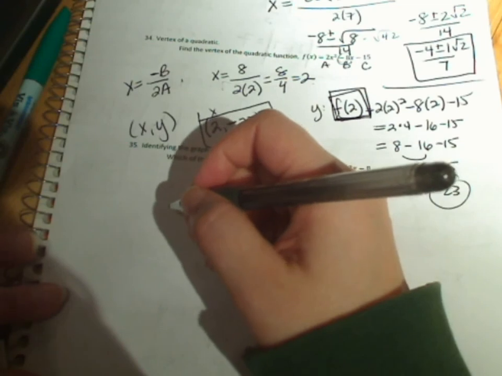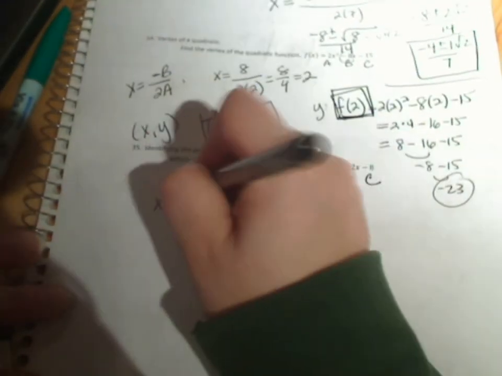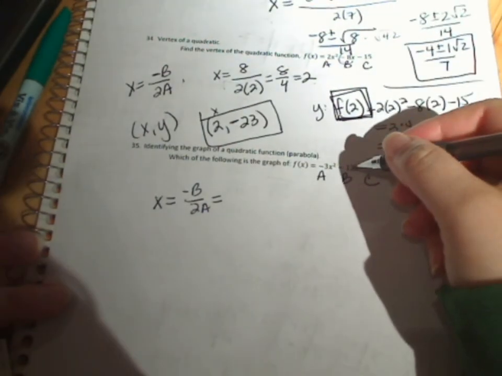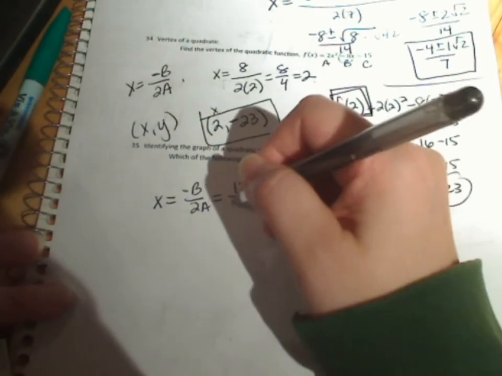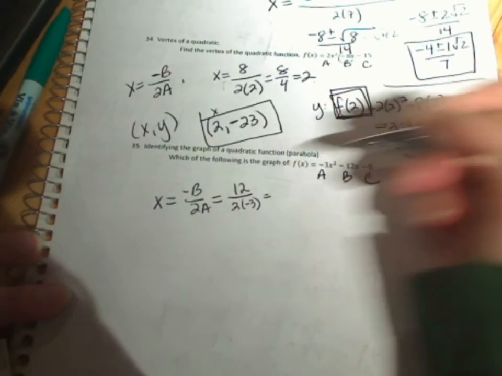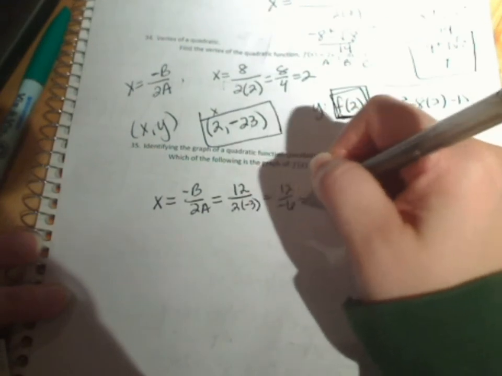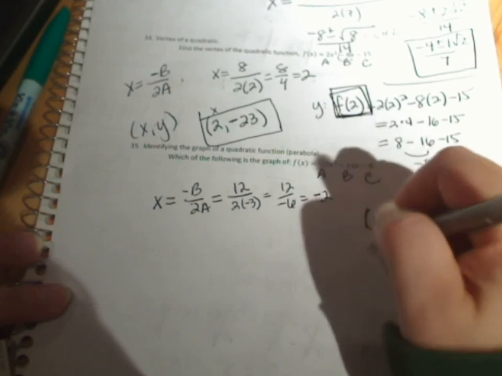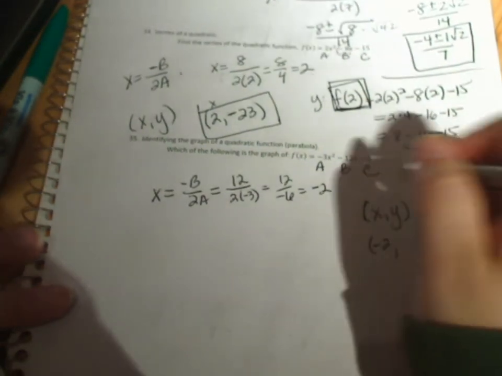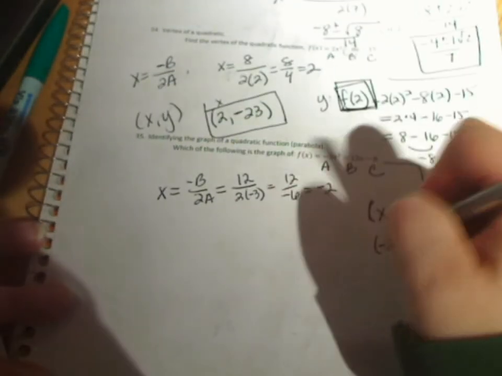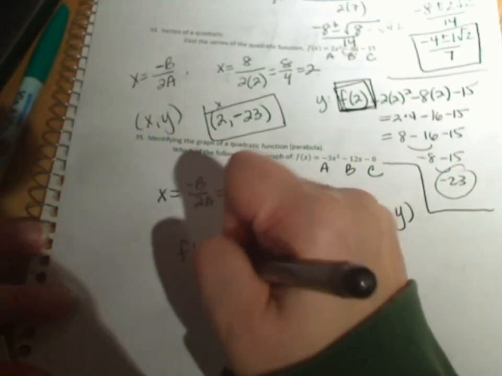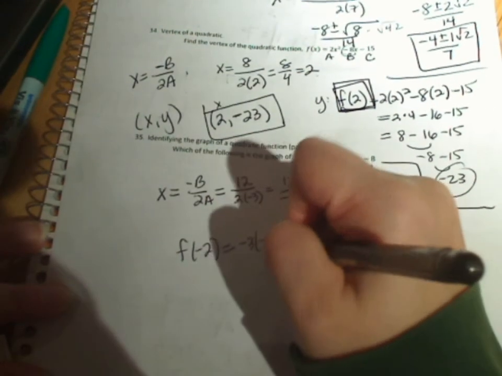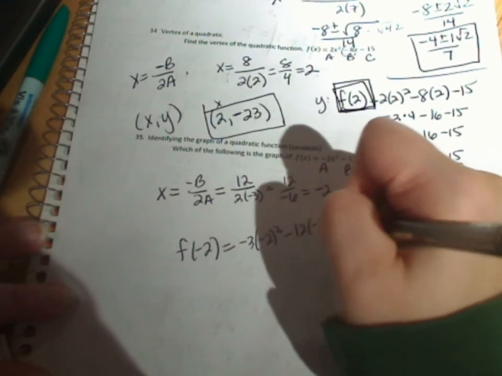Well, what we would do is first find our vertex, negative b over 2a. So for us, that's negative 12, so opposite is positive 12 over 2 times negative 3. 12 over negative 6, which is negative 2. So that's my x coordinate. Now again, to find the y, I plug in negative 2 into every single x I see. Negative 3 times negative 2 squared minus 12 times negative 2 minus 8.